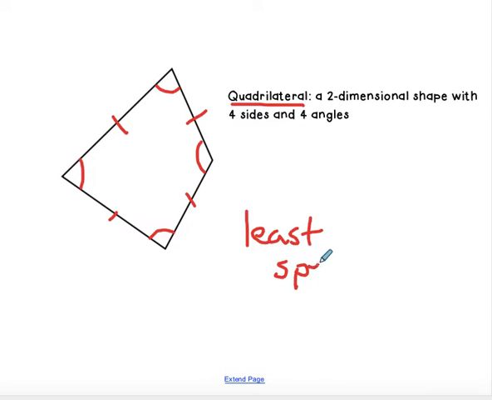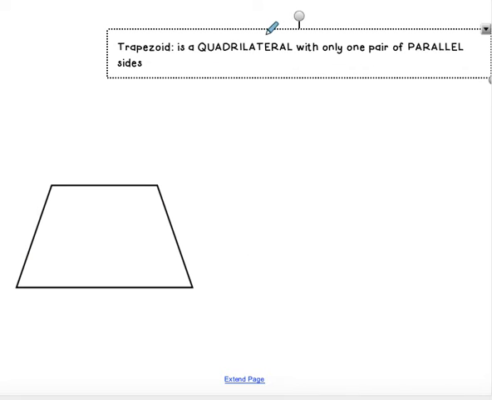And each step we're going to get a little more specific. And what that means is every shape that we talk about is a quadrilateral today, but we're going to keep adding a couple more requirements for each shape as we go. So for example, when we go to the next one, okay, this is a trapezoid. So a trapezoid is still a quadrilateral because it still has four sides and four angles, but now we're adding that a trapezoid must have one pair of parallel sides.